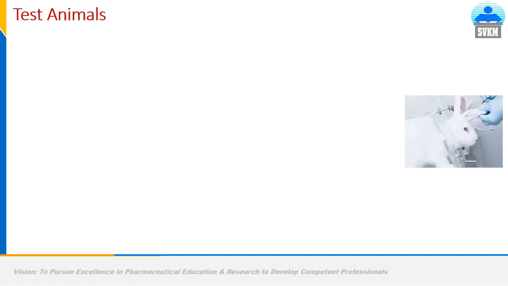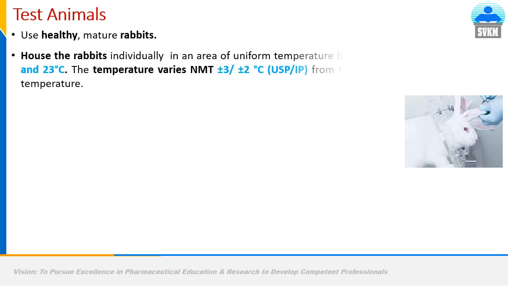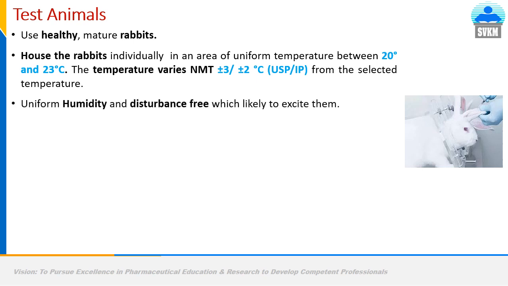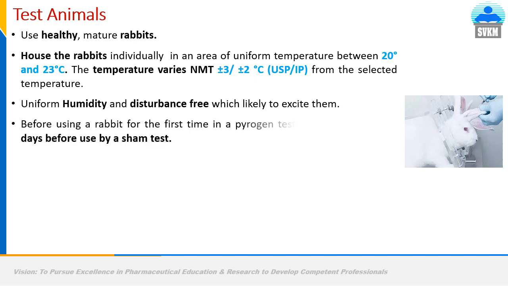Let's see some more details about the testing animals. We have to use healthy and mature rabbits, as we are now aware. We have to house these rabbits individually in an area of uniform temperature between 20 to 23 degrees Celsius, and that temperature should not fluctuate beyond plus minus 3 or plus minus 2 degrees Celsius from that stated temperature as per USP and IP. We have to maintain uniform humidity and a disturbance-free environment, as disturbances may excite the animals.